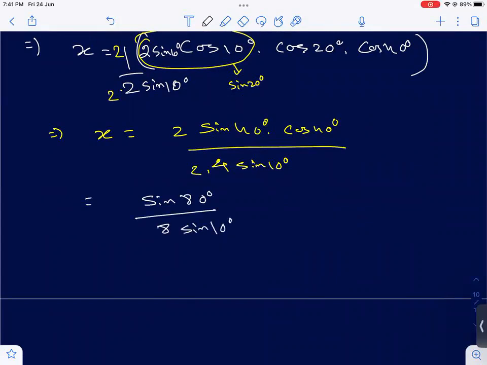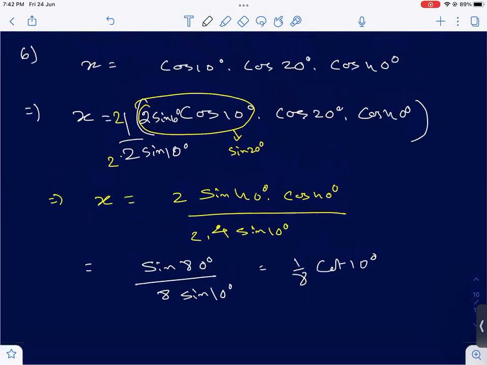Sin 80 is sin (90 minus 10), that is cos 10. So here it is coming 1 by 8, cos 10 by sin 10, cot 10. So what is the option number here? Here the option is B.